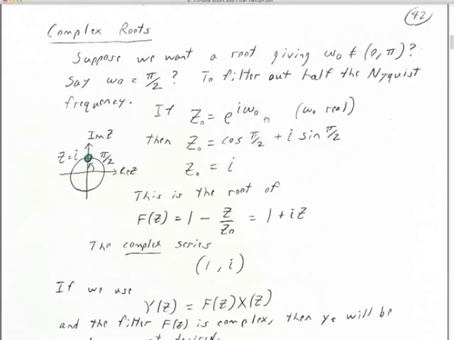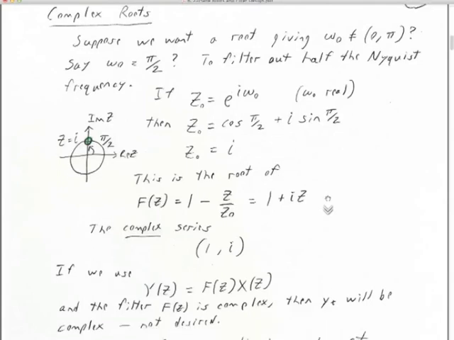Which is maybe going to be at pi over 2, okay? So let's expand out the e to the i omega 0. Of course, it's equal to cosine pi over 2 plus i sine pi over 2. The cosine of pi over 2 is 0, so there's no real part in this case. And the sine of pi over 2 is 1, so our root is equal to i, or 0 plus i, if you want to keep it written out complex.